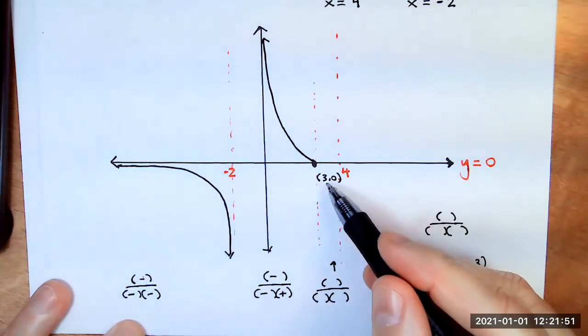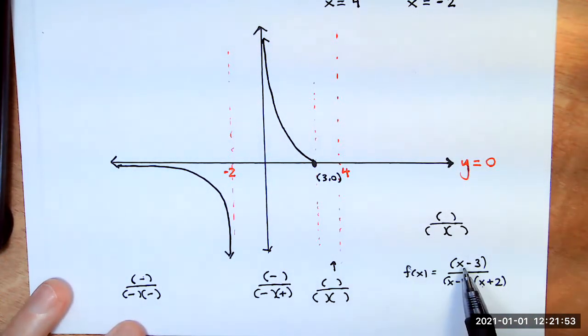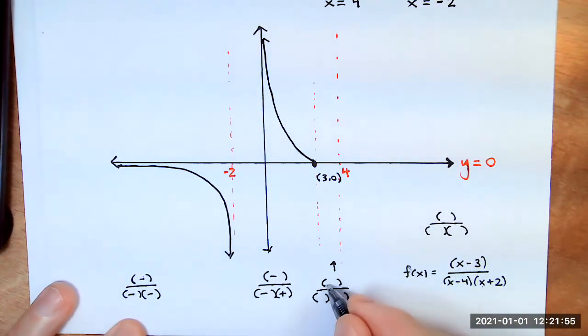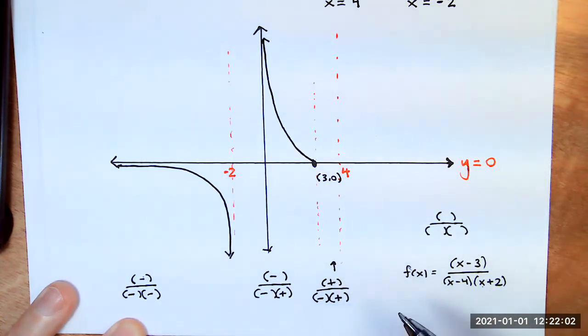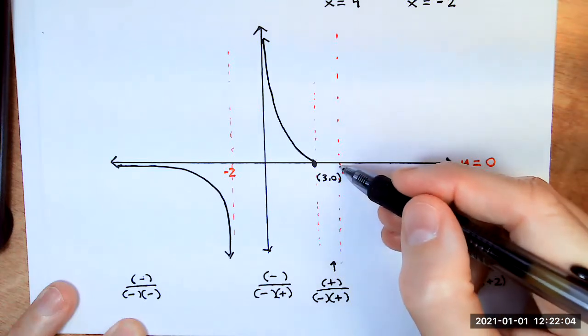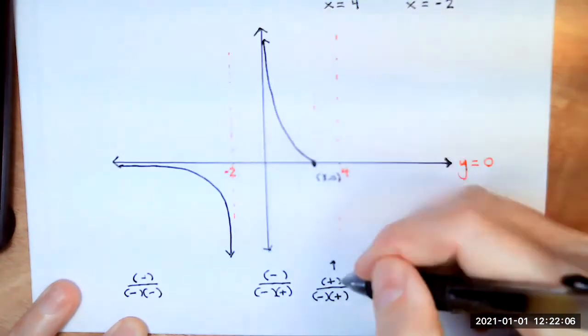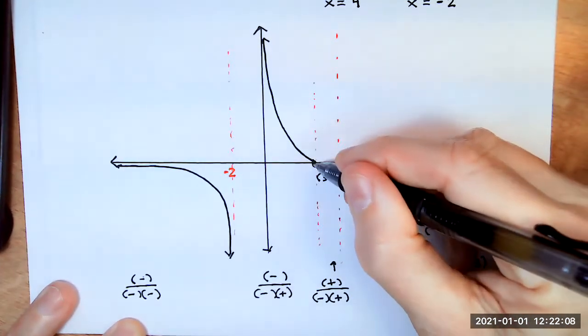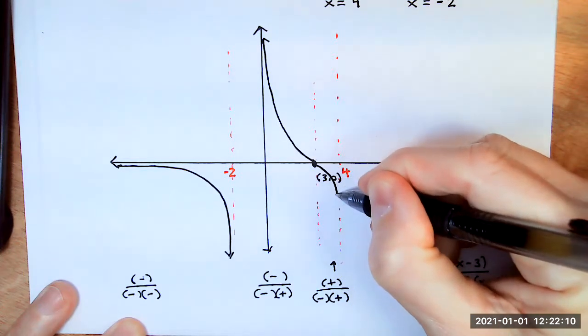All right, between 3 and 4, like 3.5, this will be positive. This will be negative. This is positive. So the whole thing will be negative. I have a vertical asymptote here, but it's negative, so it'll go to negative infinity.